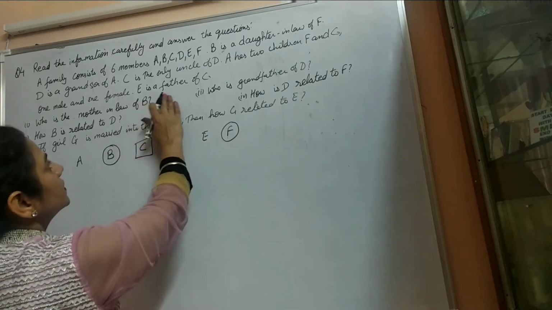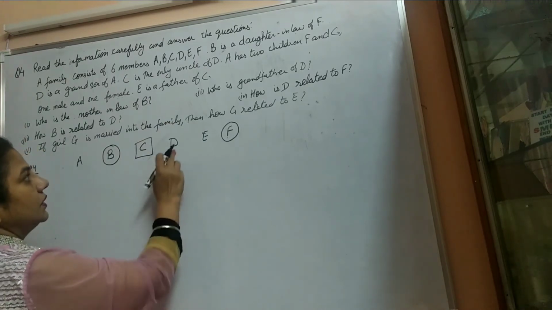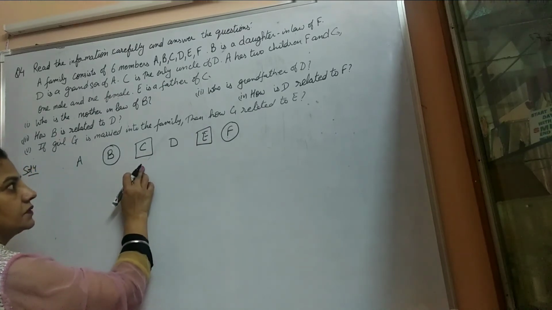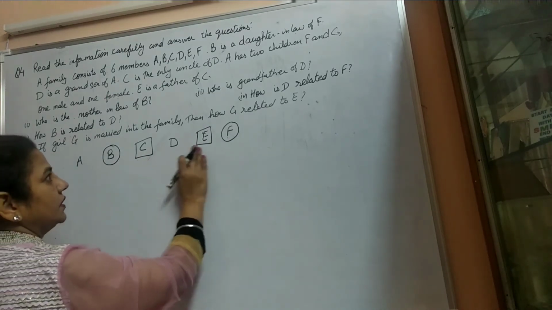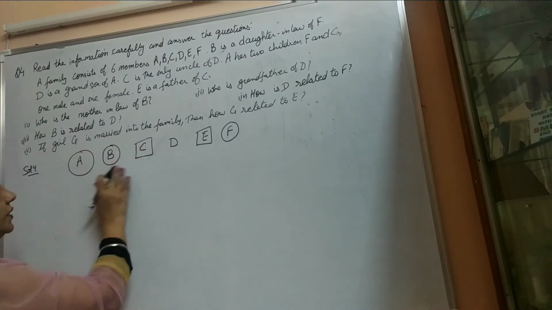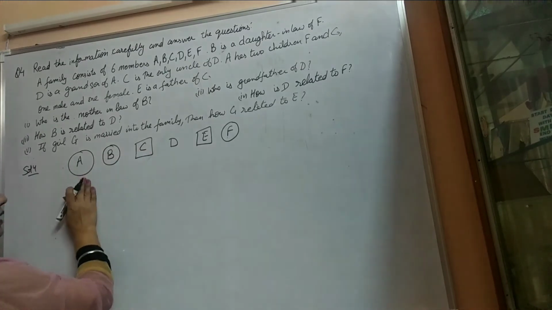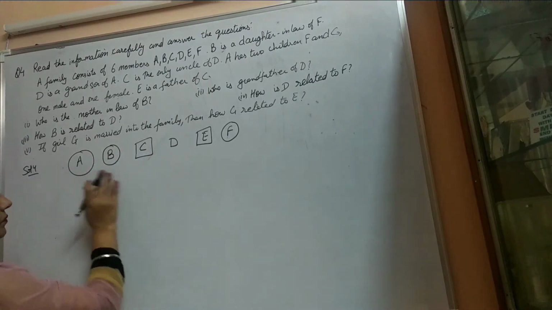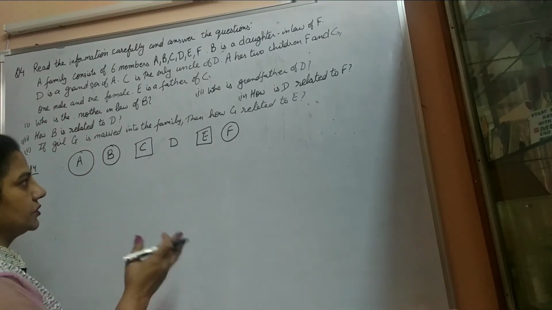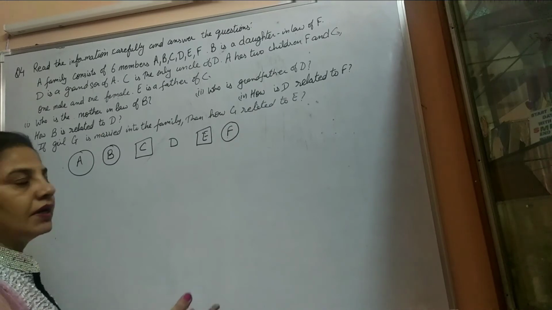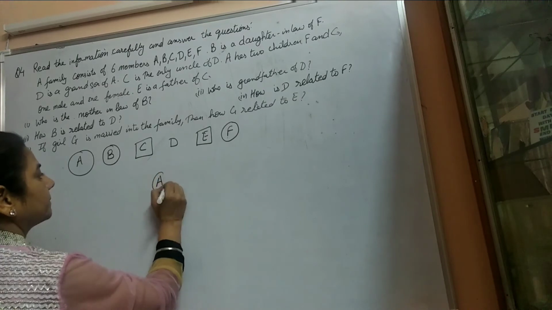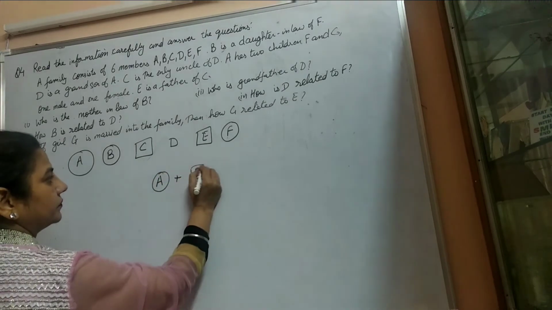Then E is a father of C. That means E is a male character. E is a father of C, and A has 2 children, C and F. That means A and E are husband and wife. Then E is a husband, so A is wife, female character. Okay, now we know all the genders. Only D is doubtful. We will draw the family tree first and then find out the gender of D.